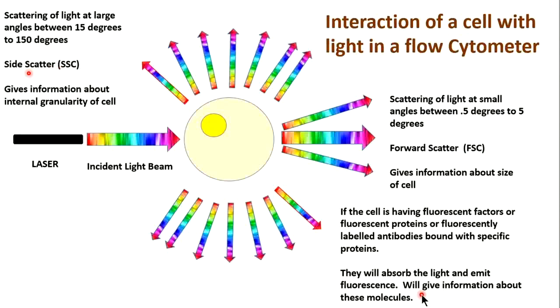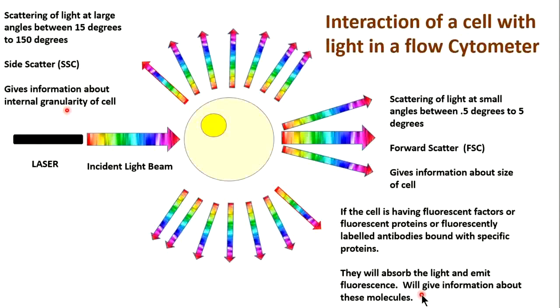So we were having forward scatter, which is giving us information about size of cell. And we are having side scatter, which is giving us information about granularity of the cell. So if a cell is having more granularity, then there will be more value of SSC or side scatter. And if a cell is having less granularity, then it will be having less value of SSC. So one parameter FSC is giving you information about size. Second parameter is SSC, which is giving you information about internal granularity of cell.